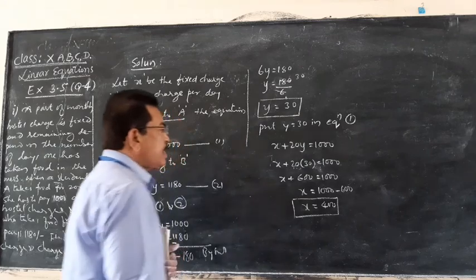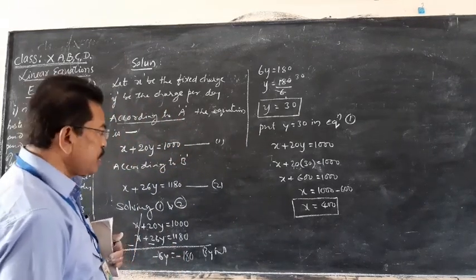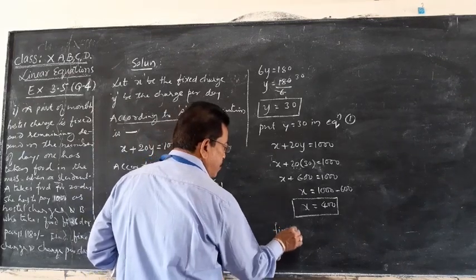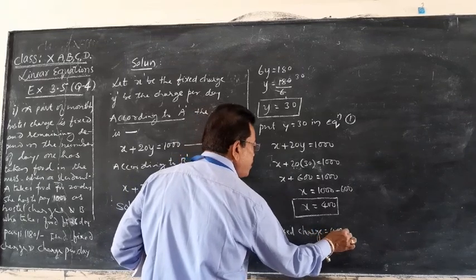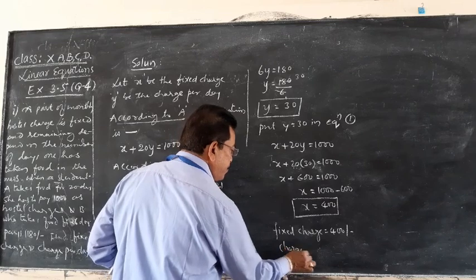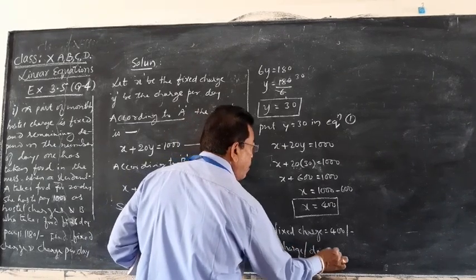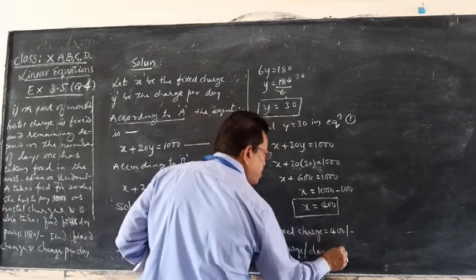See, x is the fixed charge. Therefore, fixed charge equals 400 rupees. Charge per day. Y, that is how much we got? Y is 30 rupees.